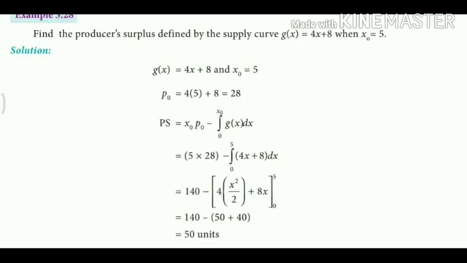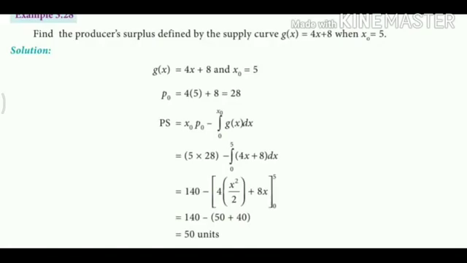If you multiply 5 into 28, you get 140. Afterwards integrate 4x: we get 4x square by 2. Integrating 8, we get 8x. The limits are 0 to 5. After cancelling 4 and 2, we get 2x square plus 8x. Then we substitute the upper limit, that is 5, in the place of x. We get 140 minus 50 plus 40.